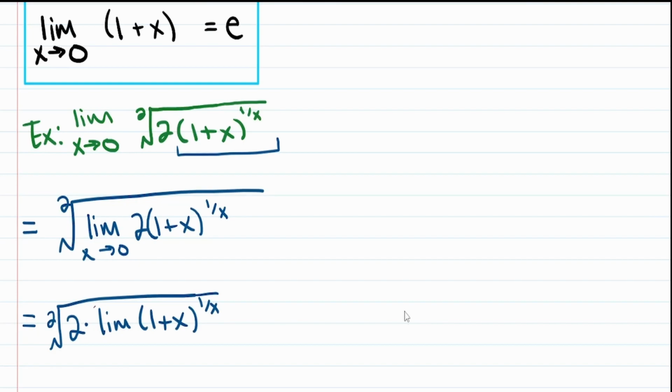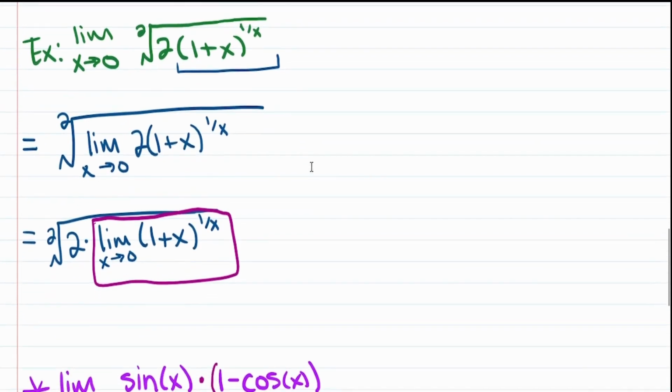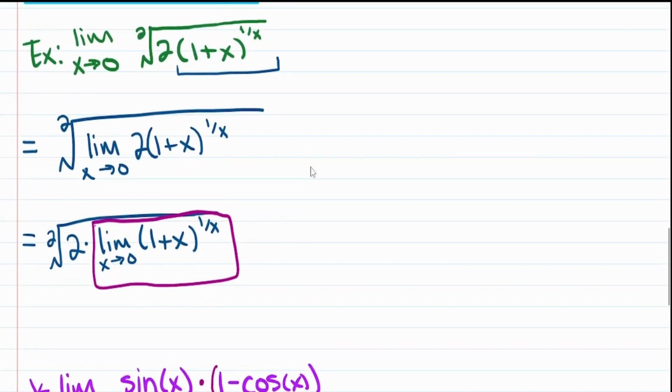We have our limit as x approaches 0 of (1 plus x) to the 1/x power. So we can go ahead and substitute our answer. We know it's going to be equal to e. So we have the square root of 2e for our final answer.